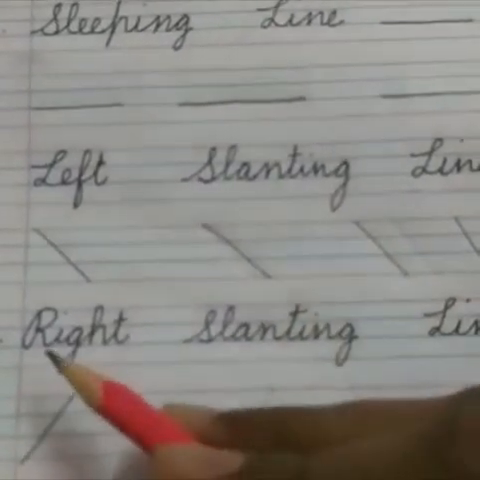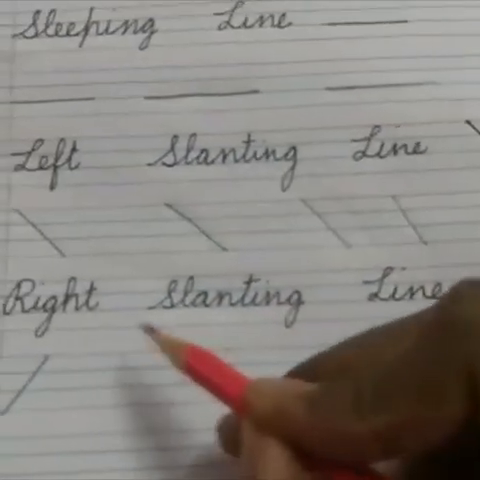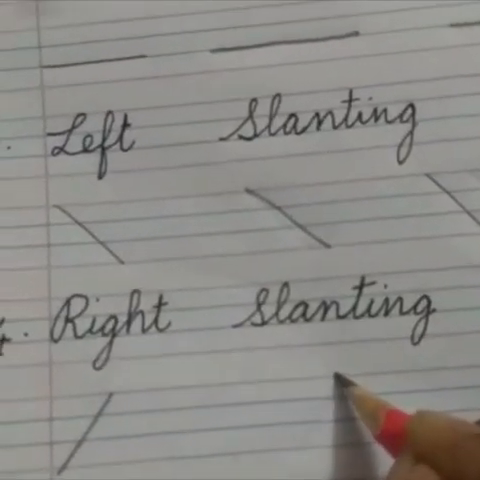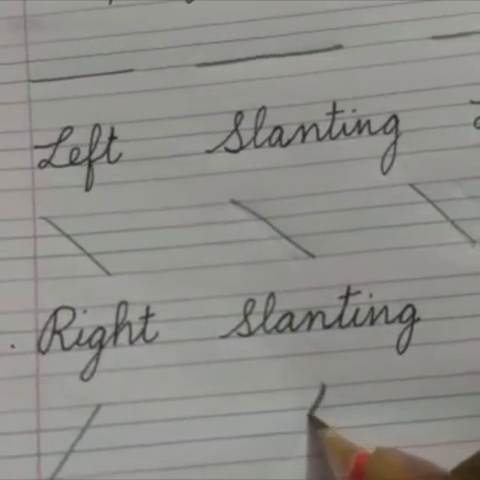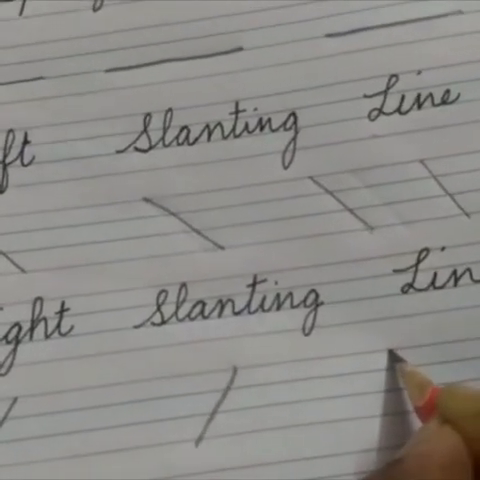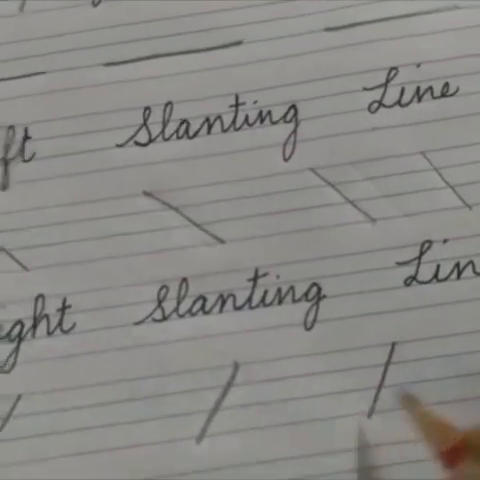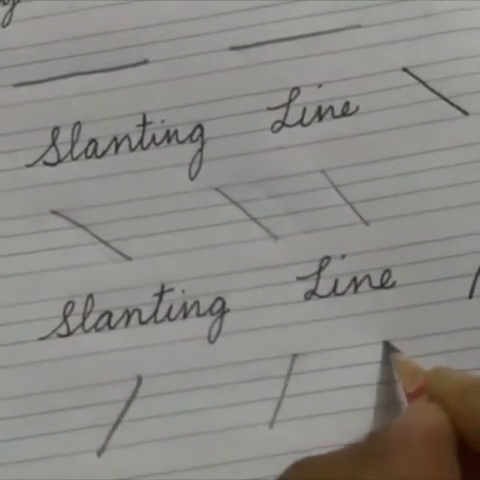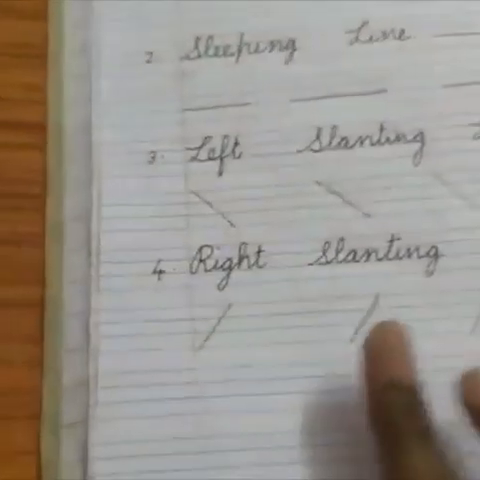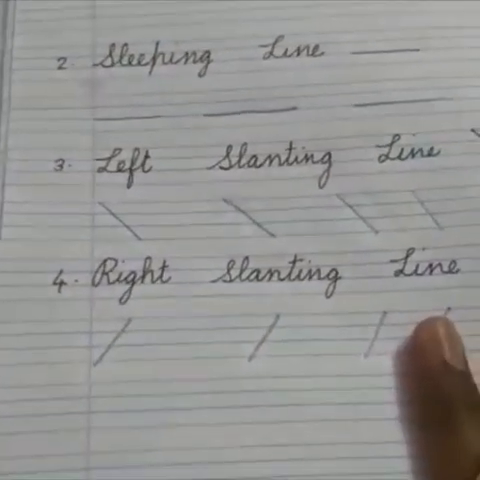Next is your right slanting line. Right slanting lines begin from the right hand side. Start from the red line and again you bring it down. This is your right slanting line.